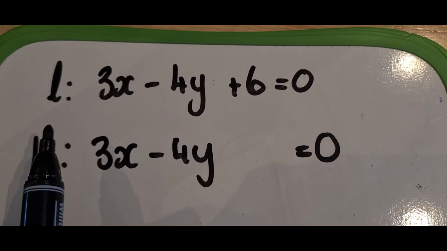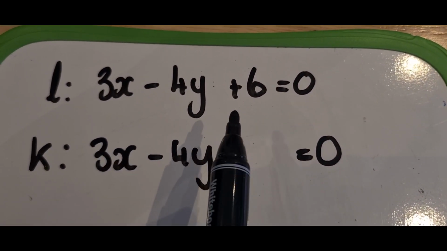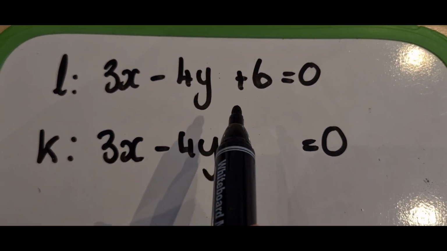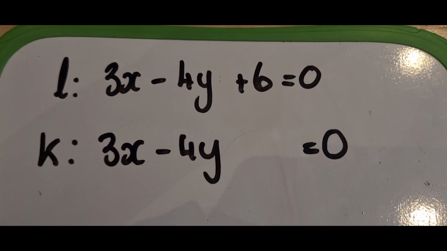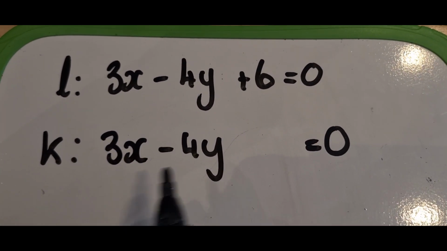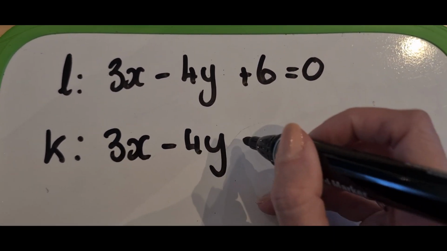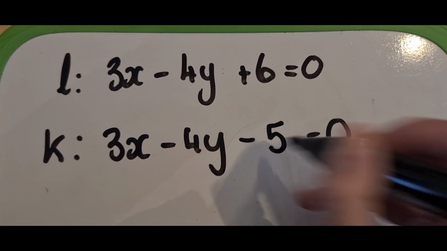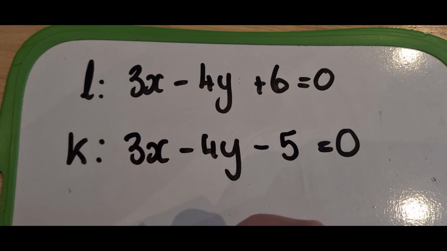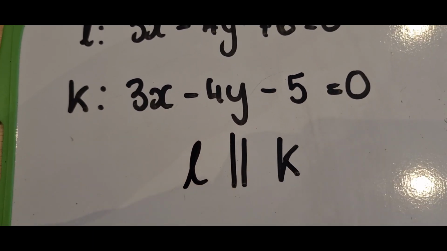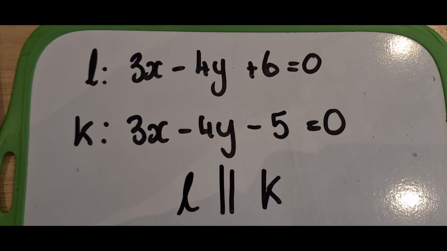So here you've got the line L, which is 3x minus 4y plus 6 equals 0. And if you're told that the line k is parallel to the line L, well then the format of line k will also take 3x minus 4y, and you can put in some other constant. It doesn't matter what it is. I could say minus 5 is equal to 0. So now the line L is parallel to the line k. So that's how you would write it. Okay.